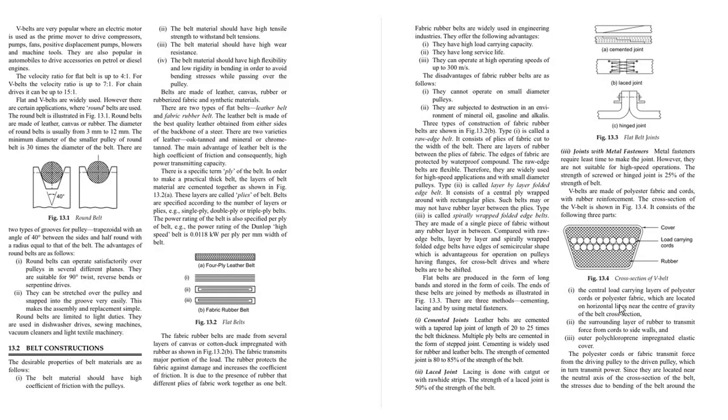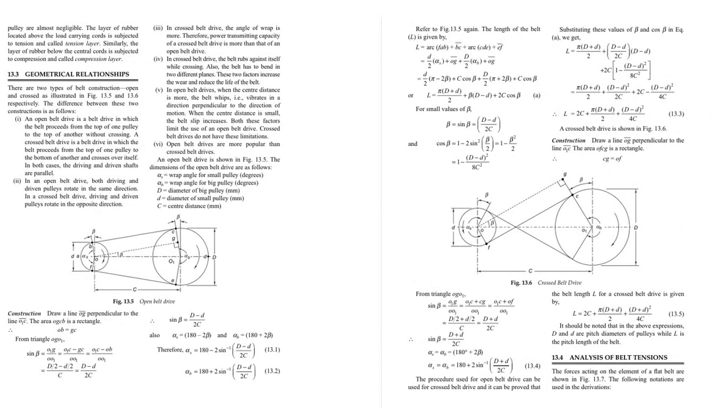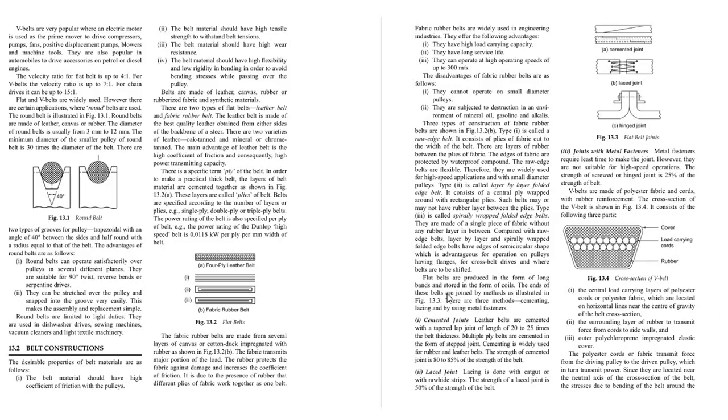Then we will see the construction of the V-belt. Inside the cross-section of the V-belt, we have load-carrying cords which are made of polyester cords or fabric that transmit force from the driving pulley. Then we are using rubber to bind this belt, and the last one is the cover. You can use elastic material for covering the cords with the rubber material. This is regarding the belt construction.